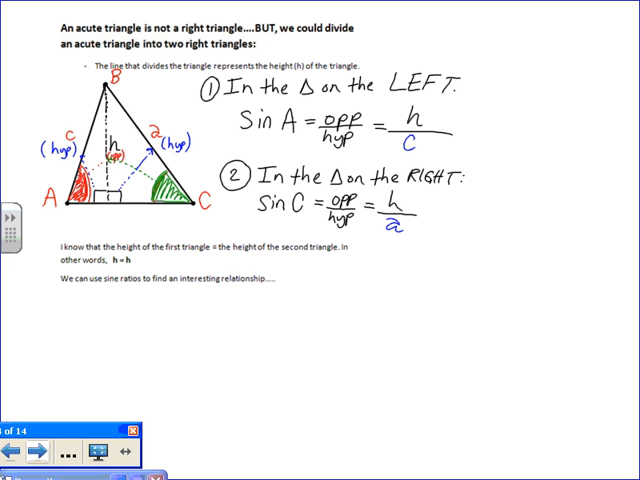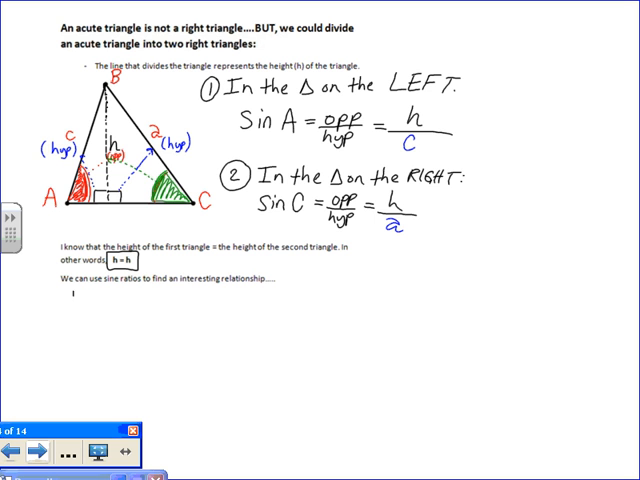Because the hypotenuse here is the side length A, I get these two trig ratios for my two right triangles. What I know is true for both triangles is that they have the same height. So the opposite side, H is equal to H. The opposite sides have the same length in both of my triangles. This allows me to rearrange my two equations and set H equal to H. So let's go ahead and do that.